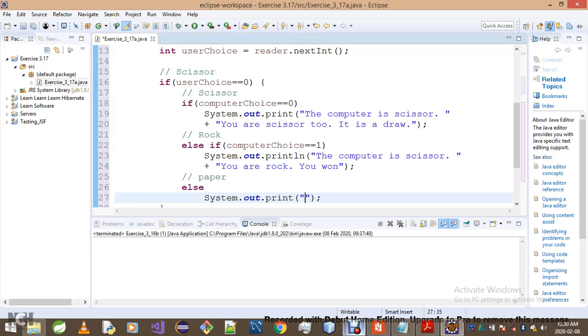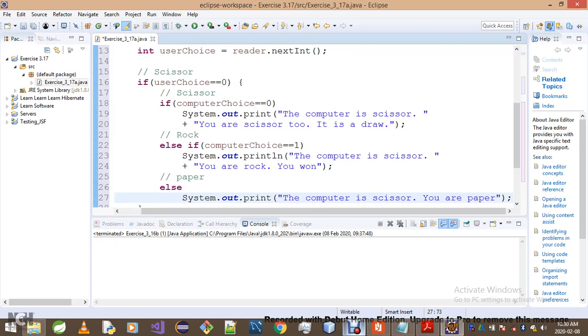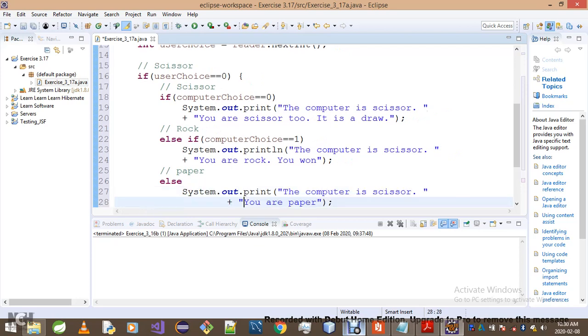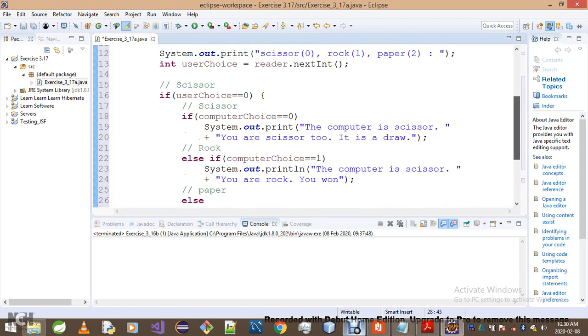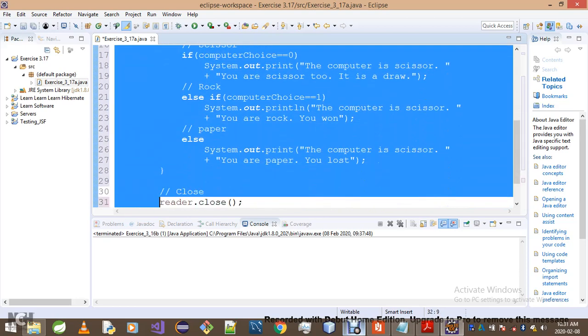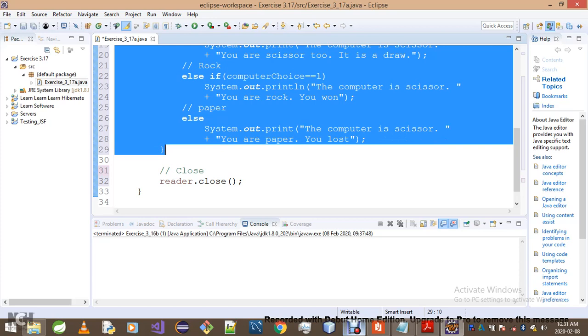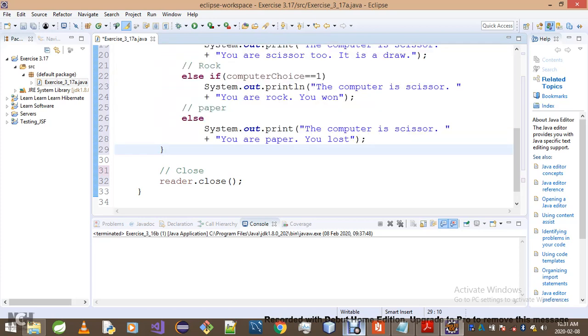So the computer is Caesar. You are paper. Let me go to the next line here by hitting enter. You are paper. You lost. Bear in mind, you folks, this was the first case. That is the case when a computer chose paper. I mean, chose Caesar.